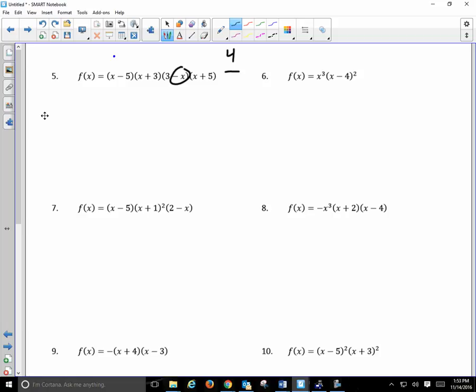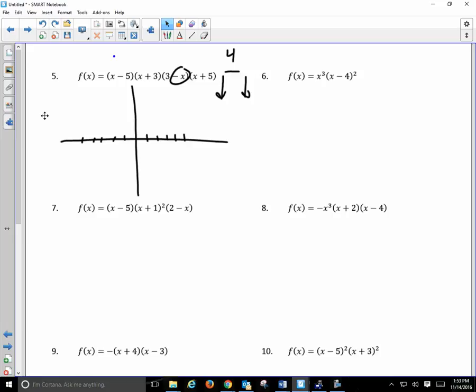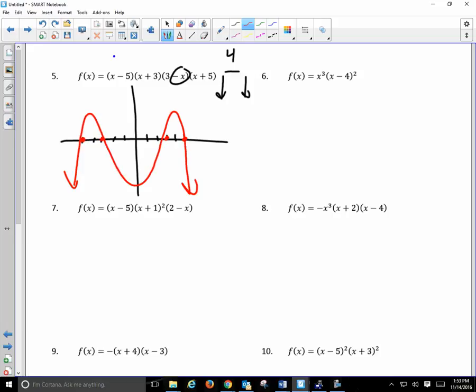Okay, here we go. So it's negative, so it's going to end down. So it will start down. Because it's 4th degree, it will start and end in the same direction. And they are all single roots. So that's my shape.